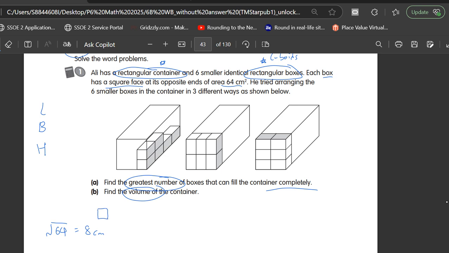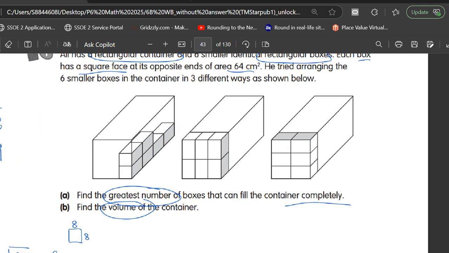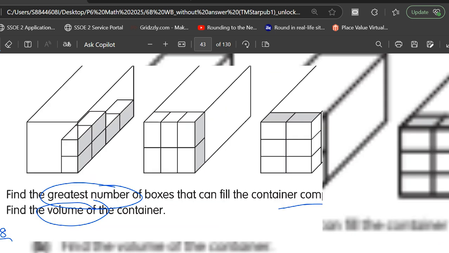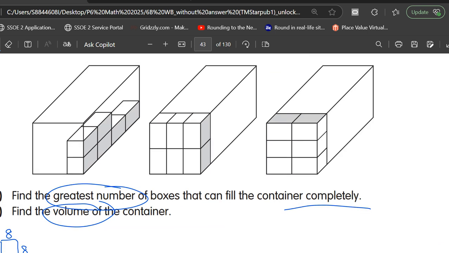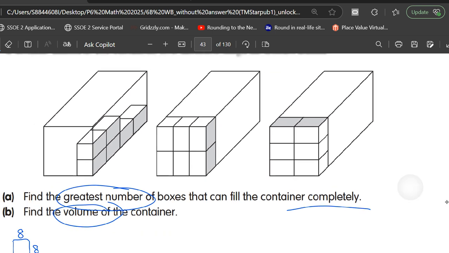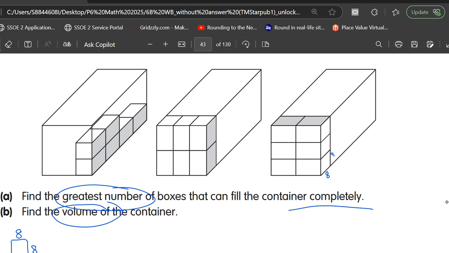So the 8 centimeter means that square face is 8 by 8. But it's a rectangular block. So if I zoom in to see where the 8 centimeter is, let's say I look at the extreme right diagram. This is 8 here, is 8 here, is 8 here, is 8 here. Because that's where the square face is. But it's a rectangular box, so this is not a square face.